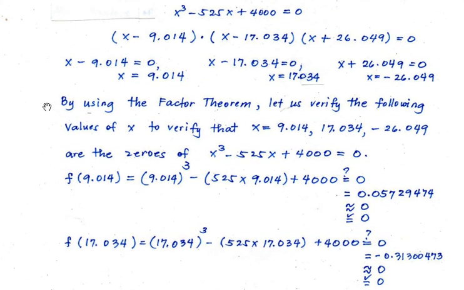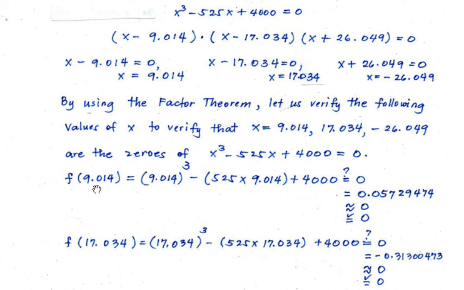So let me continue here by using the factor theorem. Let us verify the following values of x. To verify that x equal to 9.014, 17.034, and negative 26.049 are the zeros of the given polynomial x cubed minus 525x plus 4000 equals 0.